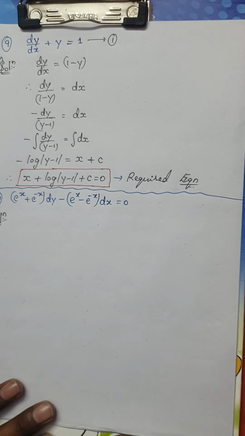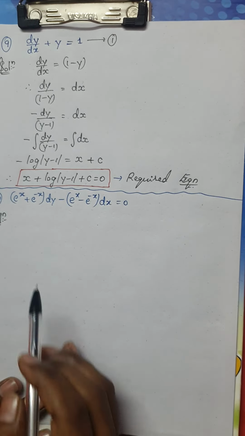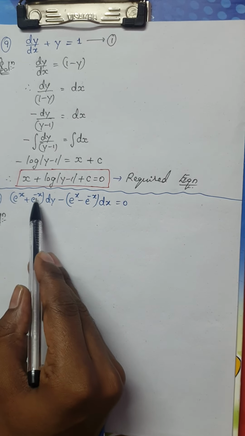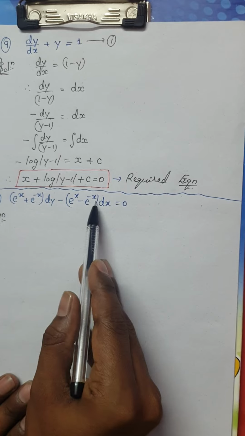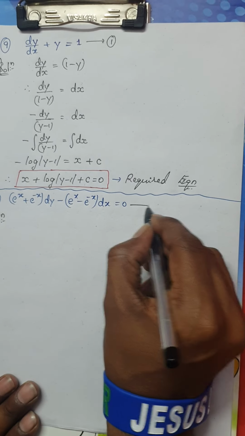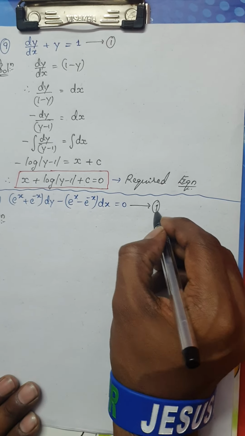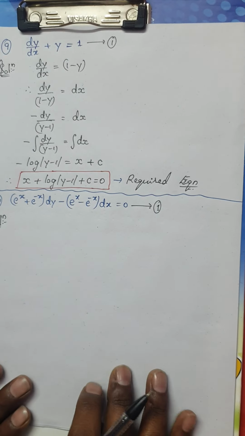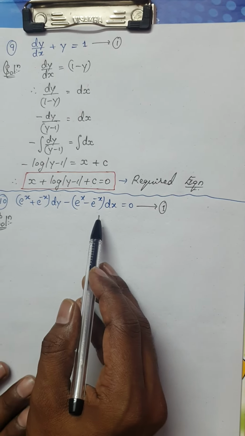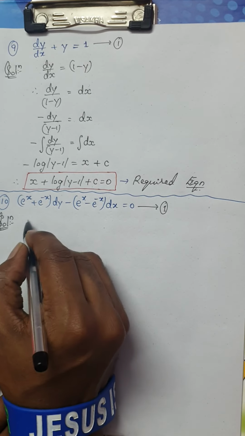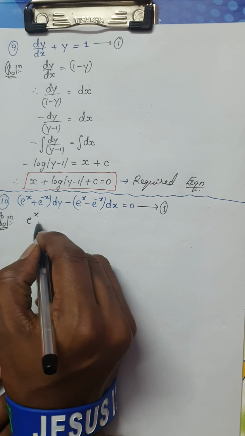Right, students, we shall consider one last question for the session. Consider (e^x + e^(-x)) dy - (e^x - e^(-x)) dx = 0. This is a quite challenging question. There are chances that they may ask this question also. Looks like a Dracula question. Don't worry, it's a very simple question. Okay, so see how I'm going to rewrite this.